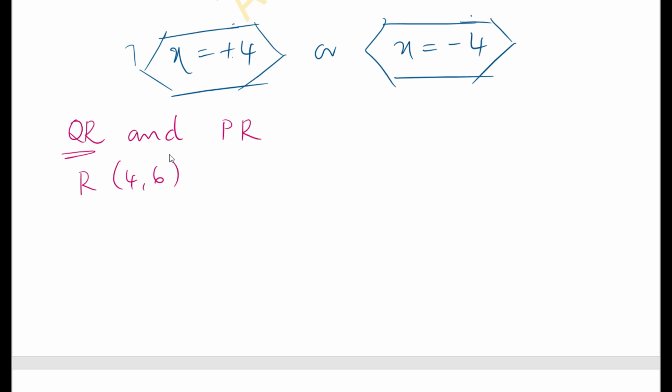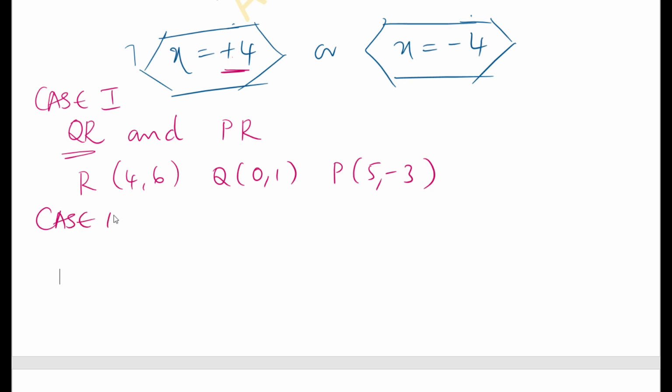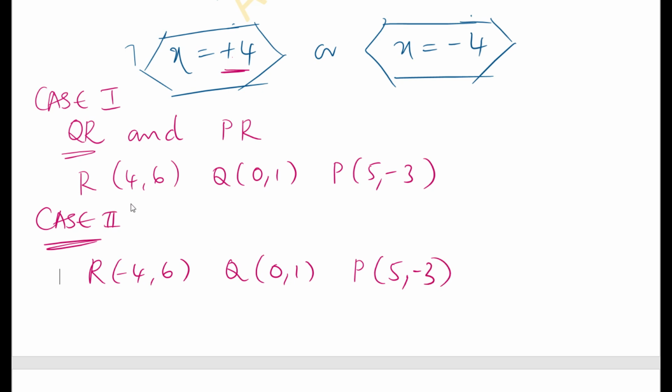Consider case 1, I am taking plus value. Then Q as 0, 1 and P as 5, minus 3. This is case 1 because I am considering it as plus 4. In case 2, I'll consider x as minus 4. The R point becomes minus 4, 6 and Q as same as it is 0, 1 and P as 5, minus 3. Now find out the length QR and PR.